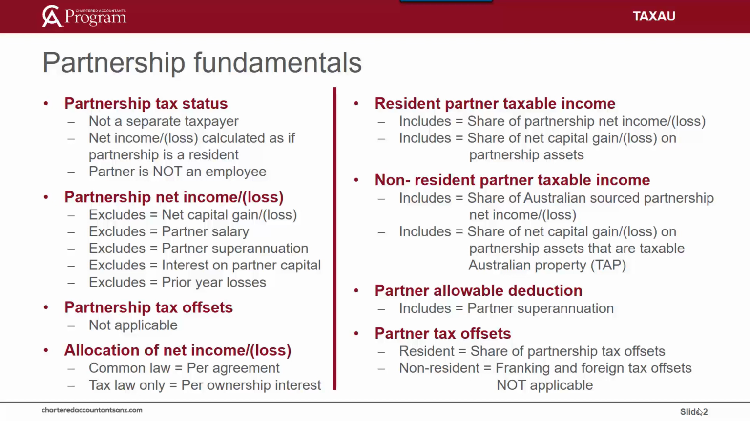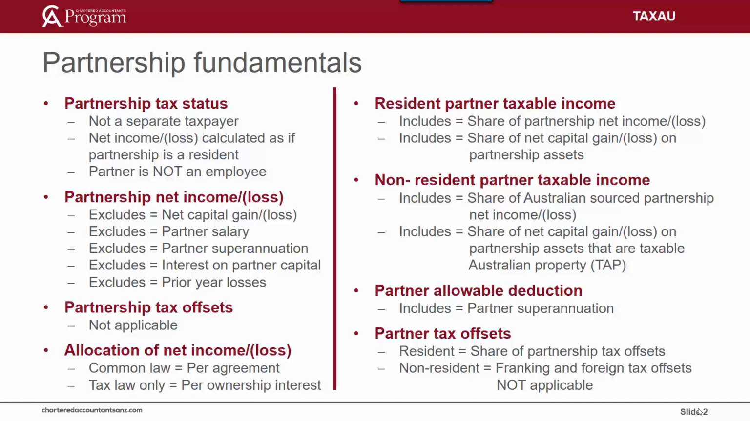A second fundamental income tax principle is that assessable income includes ordinary and statutory income, but excludes exempt income and non-assessable non-exempt income, otherwise known as NAIN income. The calculation of net income for a partnership is done on the assumption that the partnership is a resident. Therefore, income and expenditure from worldwide sources is included in calculating net income.